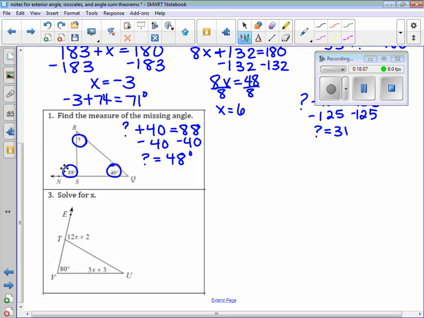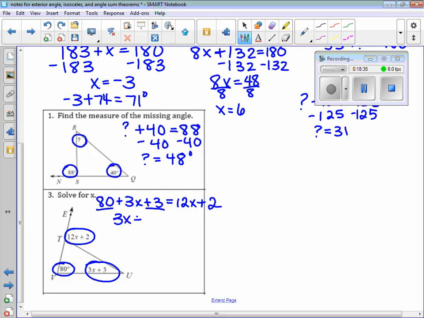In the next problem, we have an exterior angle, angle T, which is 12x plus 2. And we know that it is equal to the opposite two angles, which are angle V and angle U. So now we can write the equation 80 plus 3x plus 3 equals 12x plus 2. So over here, I'm going to combine like terms. I've got 3x plus 83 now equal to 12x plus 2.